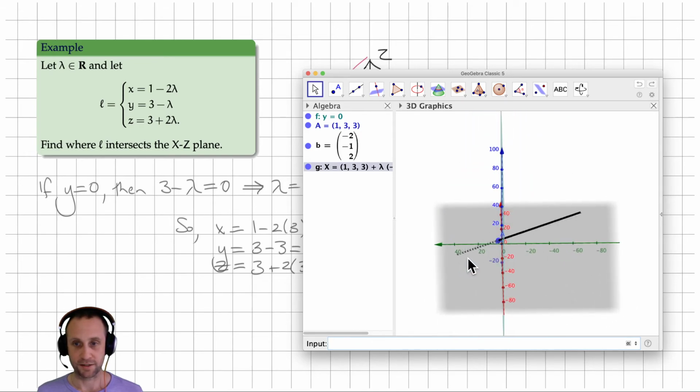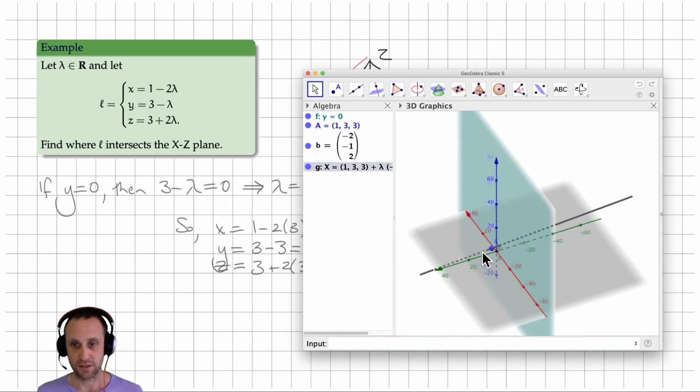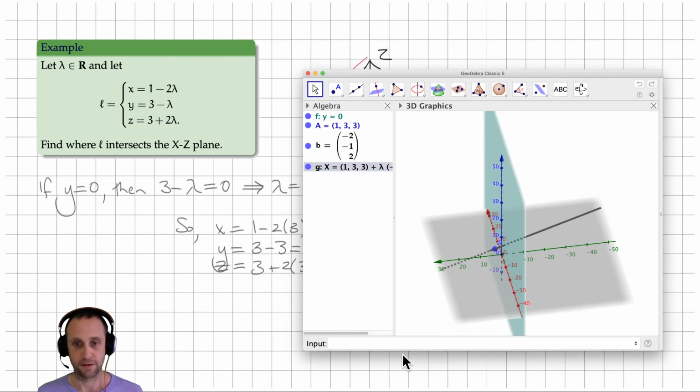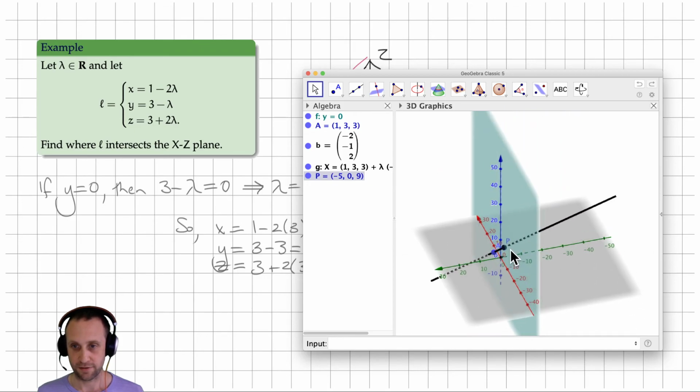So there we go. It does cut the plane that we started with there. The question is, does it cut at the right point? Have we found the right point here? Obviously it's quite difficult to just eyeball it. The point that we thought it was, let's call it P, point of intersection P, was minus 5, 0, 9. How did we go? Yeah, it looks pretty good. It looks like that is actually the correct point there.